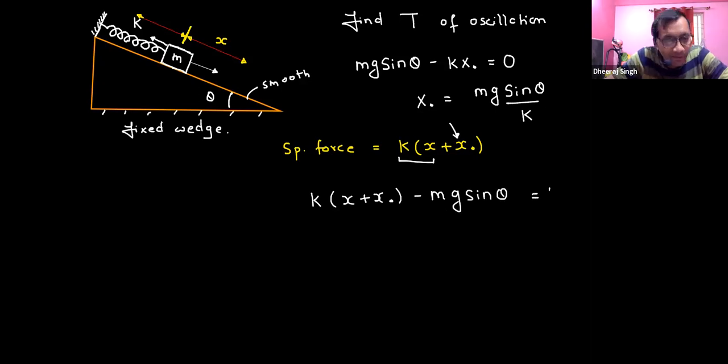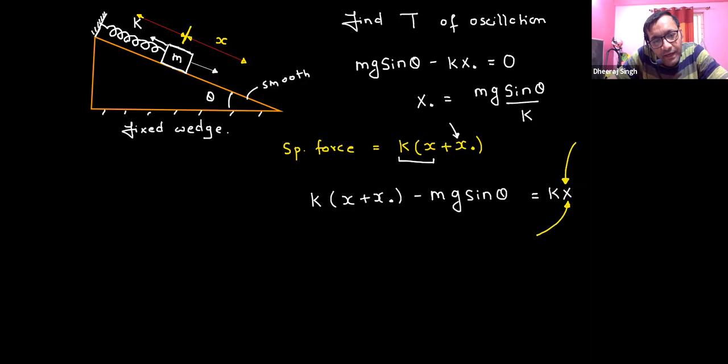One thing which is very important to understand in these questions, where I have seen many students make an error, is that this x, people sometimes take it as extension in the spring. x is not extension in the spring. x is the distance away from the mean position. Okay, so remember that.